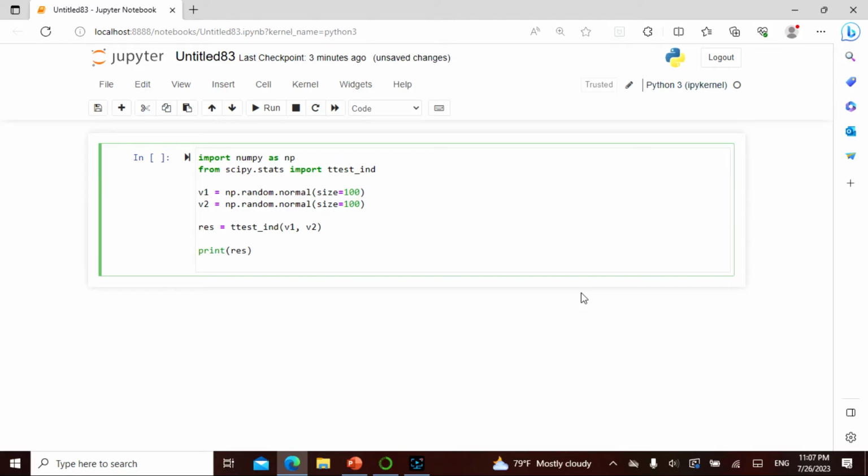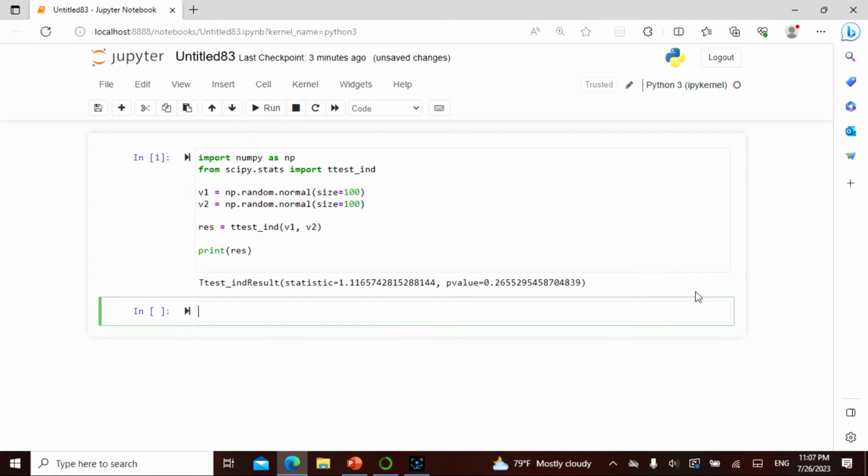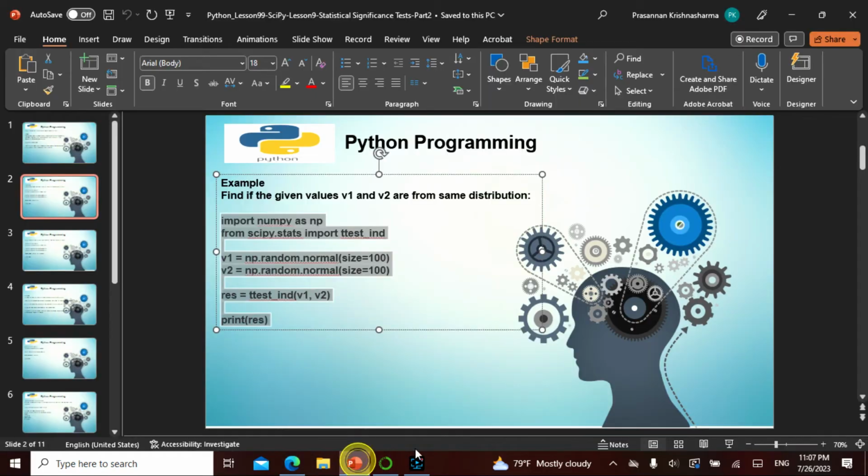I come here, I import numpy as np. From scipy.stats, I import ttest_ind, because I'm going to be using the ttest_ind function. I use np.random.normal and np.random.normal, and I say the resolution I want to find this. So it gives me the result. Okay, it gives me a statistic result and the p-value result. All right, fantastic.